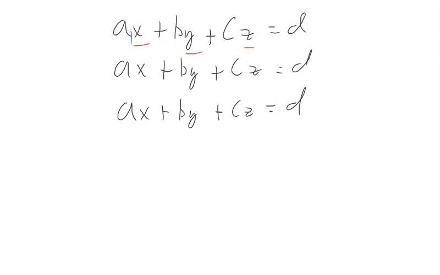So I'll put 1s for everything in the first equation. I will put 2s for everything in the second equation. And I will put 3s for everything in the third equation. Now, you can do all three methods that we've just learned for this.